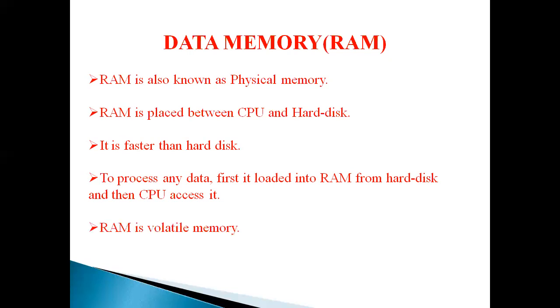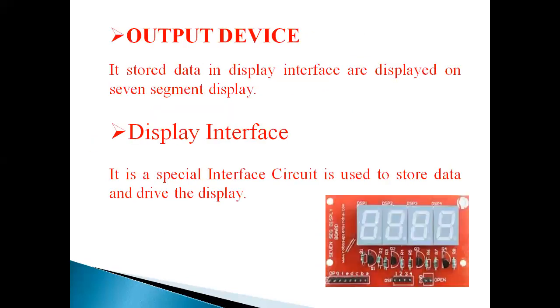RAM is a volatile memory. Volatile memory means the content will be lost if power is turned off. So this is the image of RAM.